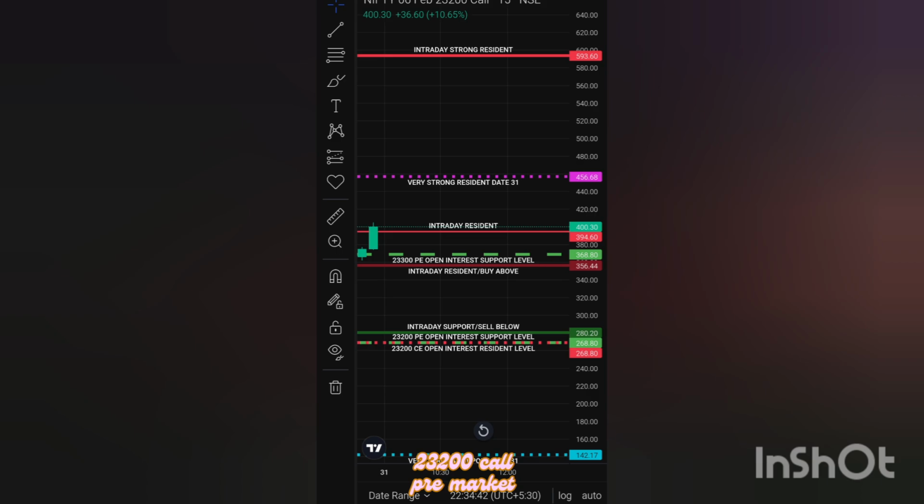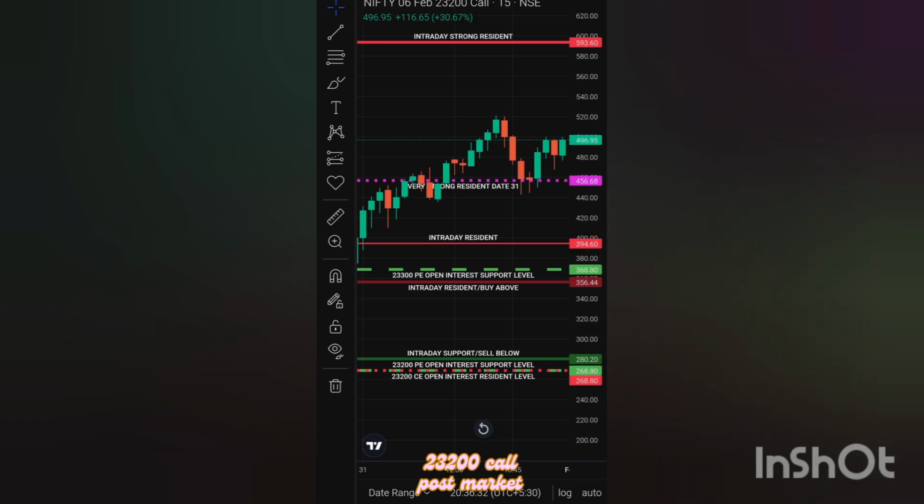23,200 CE, call option analysis. As we predicted, the intraday resistance level at 394 rupees and 60 paise acted as an initial support, and the price bounced from there. Once it broke 456 rupees and 68 paise, which was our strong resistance, we saw a great bullish rally. The price reached a high of 496 rupees and 95 paise, showing clear momentum. However, it couldn't breach our major resistance at 593 rupees and 60 paise, which acted as a strong ceiling. This level was already marked in our pre-market chart, proving the power of planning ahead.